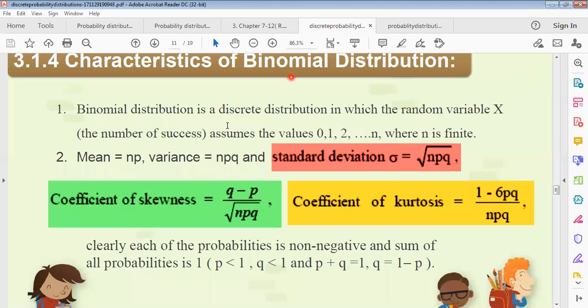So from the binomial distribution we have proved mean equals np, variance equals npq, and standard deviation is the square root of variance, that means square root of npq. And we can easily find the coefficient of skewness, this, and the coefficient of kurtosis also, this one.